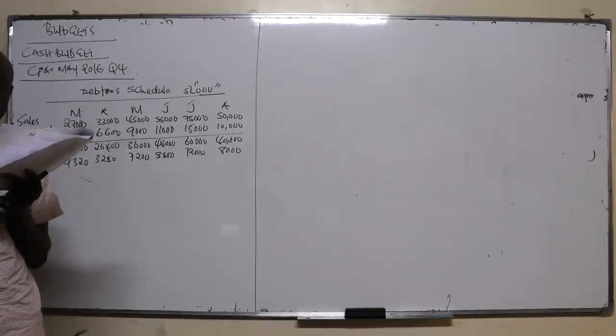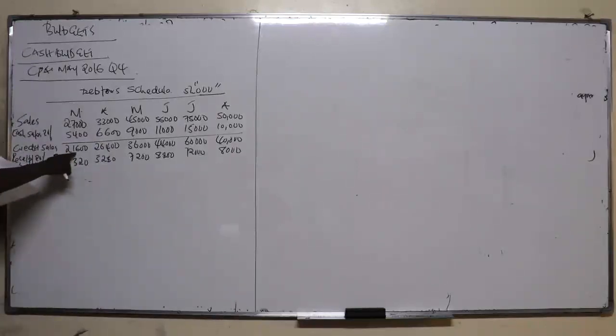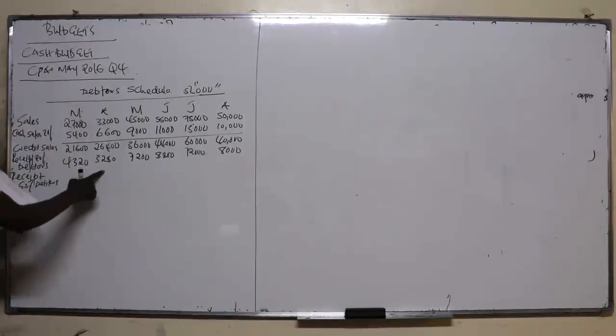65% in the month following the month of sale, so 65% of these credit sales. So receipts, you write here receipts, 65% debtors. So 65% of this, not the total, will be collected in the following month. So how much is that?